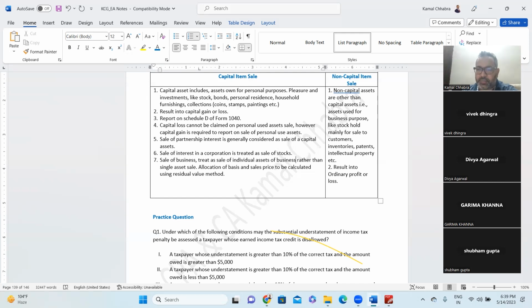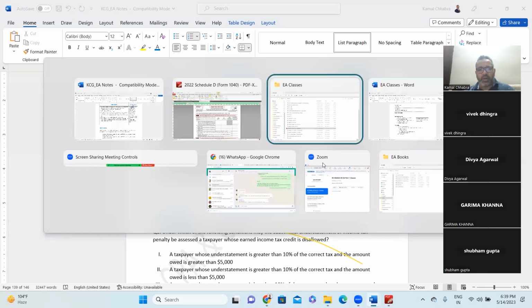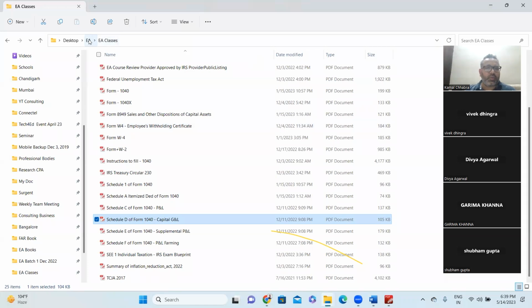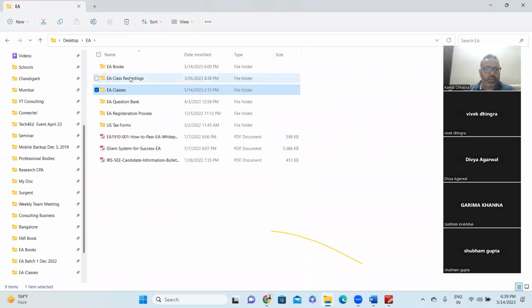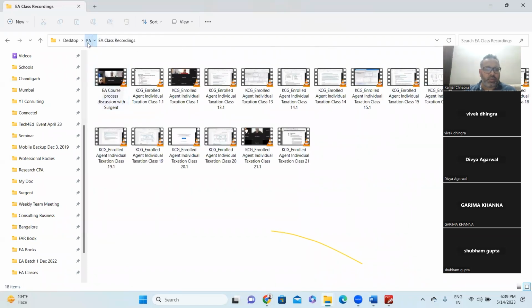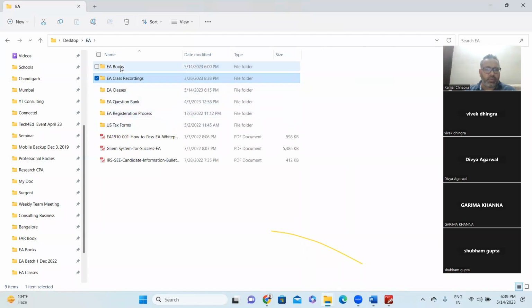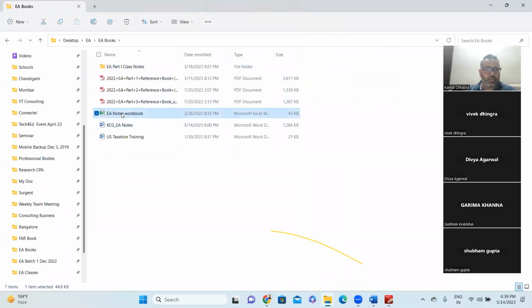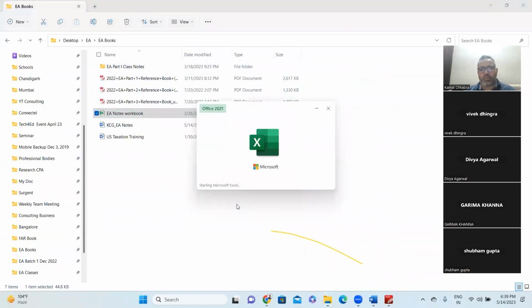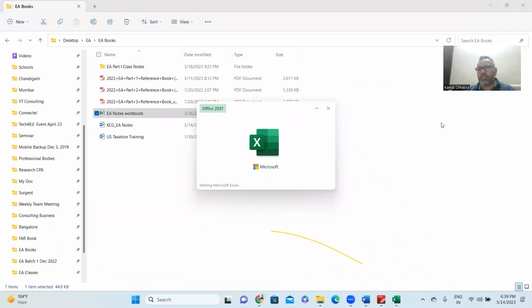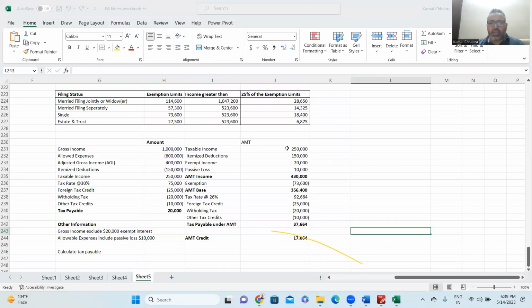Now, shall I draw an example for you? In terms of small businesses or any businesses. Let me draw an example really quick. One second. My system is slightly slow today.